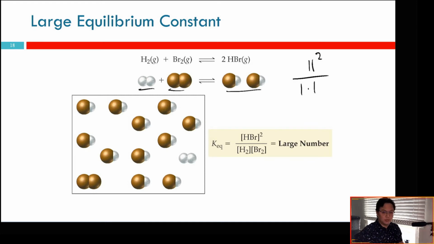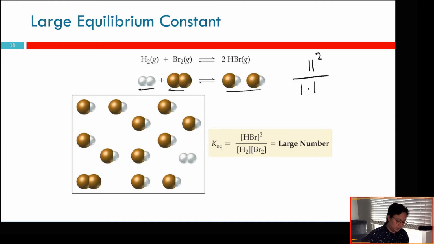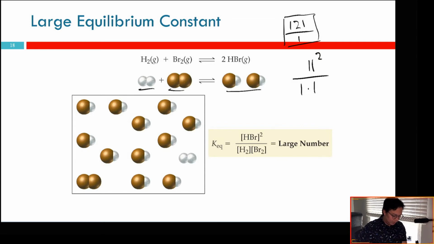Of course, this is very simplified here. You actually want to use the molar concentrations when you do this. But 11 squared is, I believe, 121. So we have 121 divided by 1, so we have a large equilibrium constant. I'll grab my calculator when we get to a problem that needs it. So if we have 121, it doesn't mean we have 121, but that means that we have a lot more products than we do reactants.